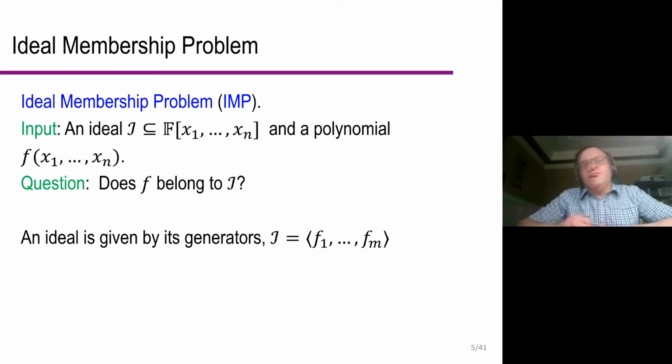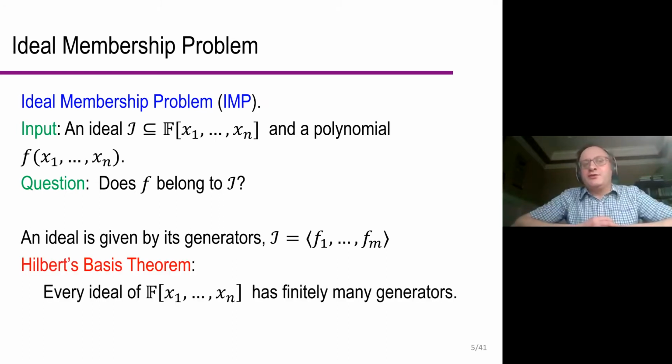Fortunately for us, we have this classic result called Hilbert's basis theorem that says that any ideal of a polynomial ring has finitely many generators, which means that our ideal membership problem, the IMP, is pretty general. We can use here any ideal and therefore any polynomial. And we always have a finite representation of such an ideal. And so we can always compute something.